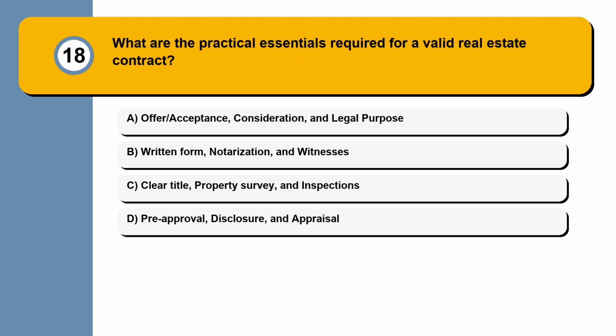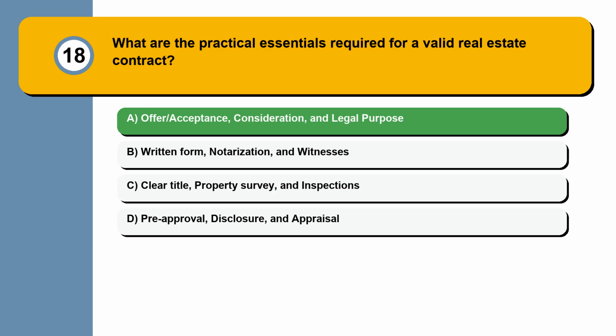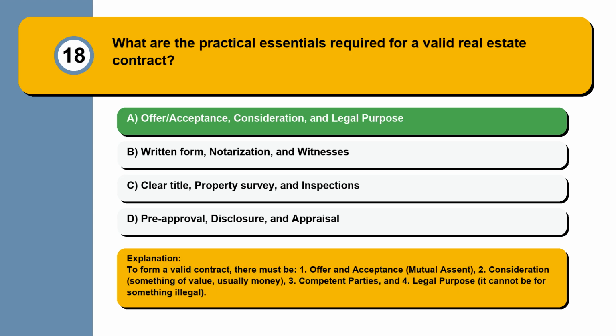Question 18. What are the practical essentials required for a valid real estate contract? Offer/acceptance, consideration, and legal purpose. Written form, notarization, and witnesses. Clear title, property survey, and inspections. Pre-approval, disclosure, and appraisal. To form a valid contract, there must be 1. Offer and acceptance, mutual assent. 2. Consideration, something of value, usually money. 3. Competent parties. And 4. Legal purpose, it cannot be for something illegal.